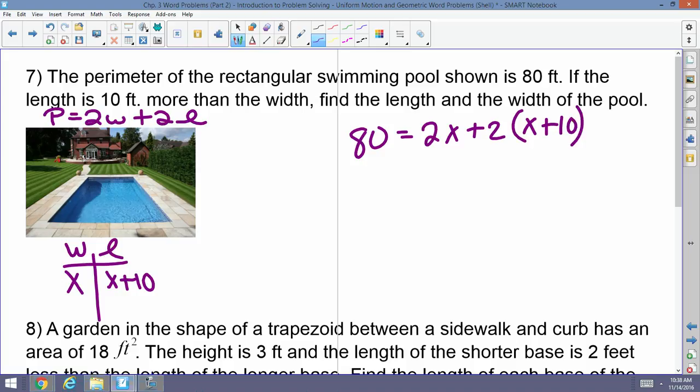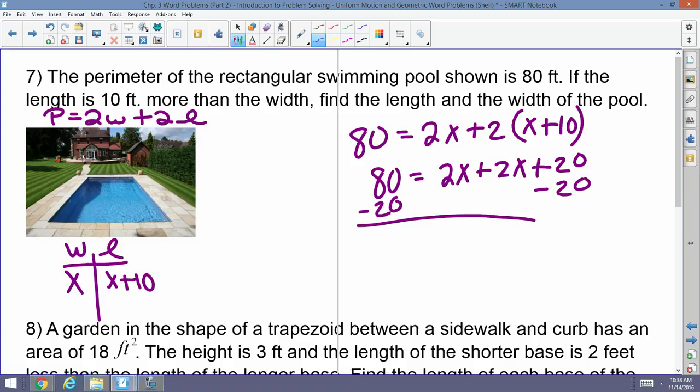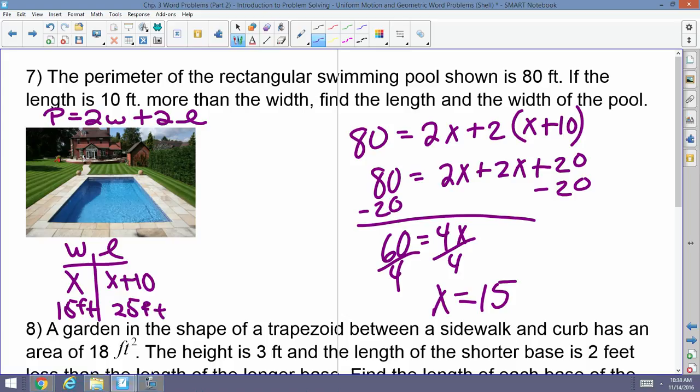and bada bing, bada boom, this one's done. This one is really simple. Not because I'm so smart, but because I just know a couple formulas and I set up a table, my brothers. That's all this is. So x equals 15, right? So I want to find the length and the width of the pool. So this is a 15-foot by 25-foot pool. It's a nice sized pool. Does that make sense, gentlemen? Not just the answer, but the setup, anything. Yes, sir. Thank you for your honesty.